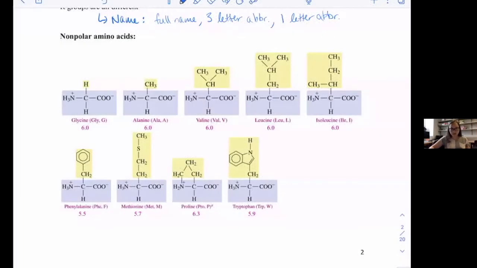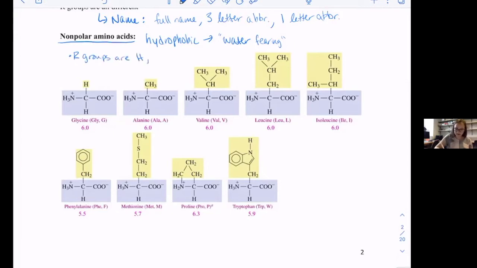Okay, so now we're going to go through all of our different kinds of amino acids and talk about them in terms of their category. Our first category are the nonpolar amino acids. These are hydrophobic, or if you remember what that means from our lipid chapters, that means they are water-fearing. So they don't like being around water, long story short. Okay, and then the R groups are going to be either hydrogen, alkyl, or aromatic.